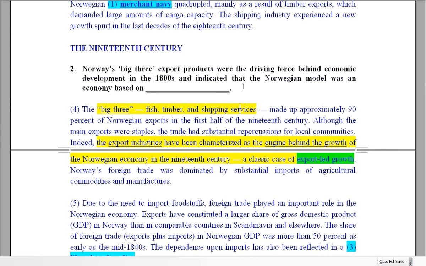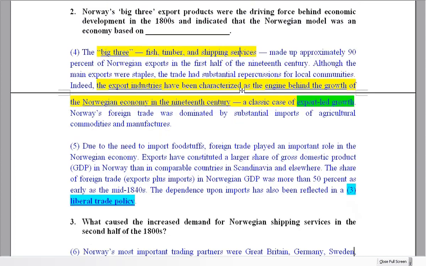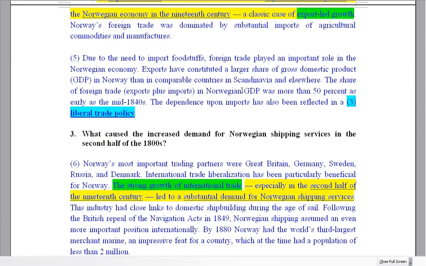Okay, so the Norwegian economy in the 19th century, a classic case of, okay, an economy based on, so we can see similarities here. Okay, so the answer we're looking for is export-led growth. Down to number three. All right, so number three is a cause and effect question.